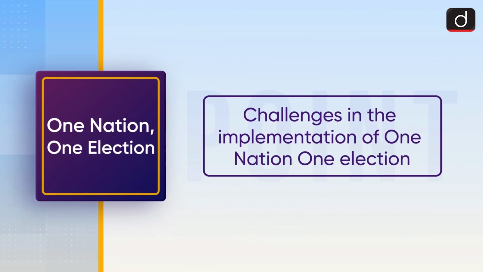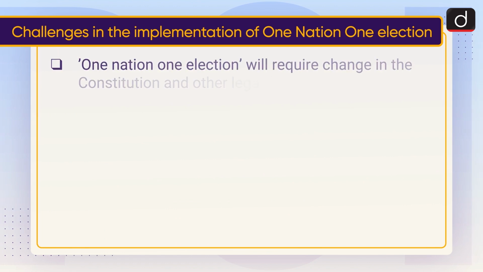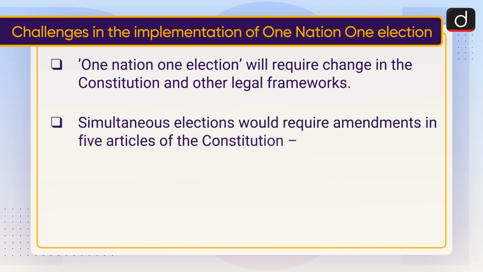Challenges in the implementation of one nation, one election. One nation, one election will require change in the constitution and other legal frameworks. Simultaneous elections would require amendments in 5 articles of the Constitution.